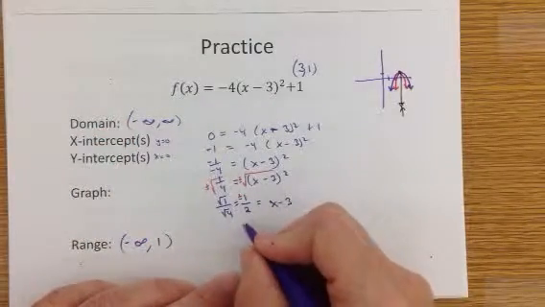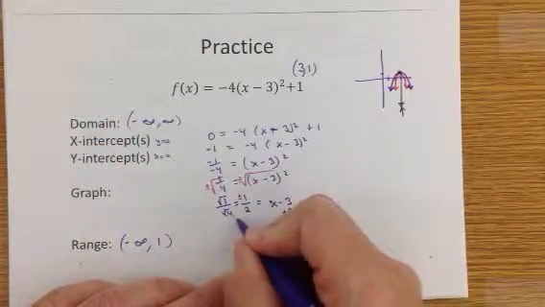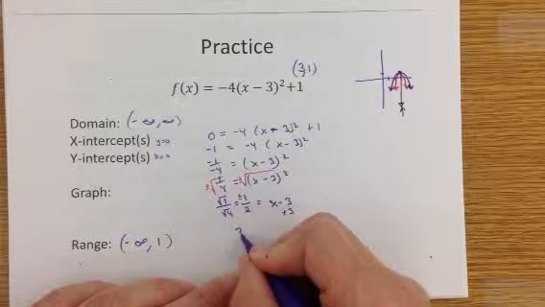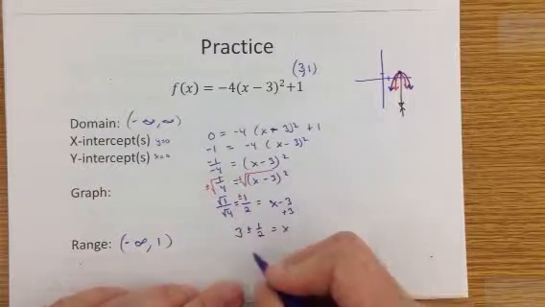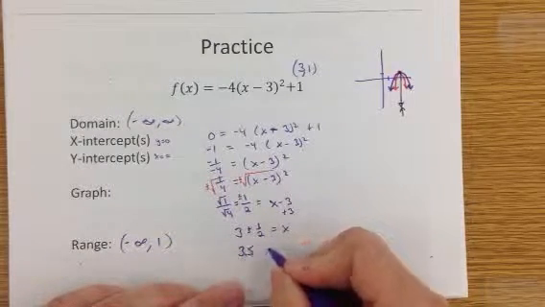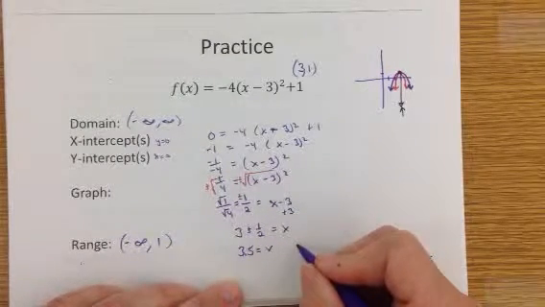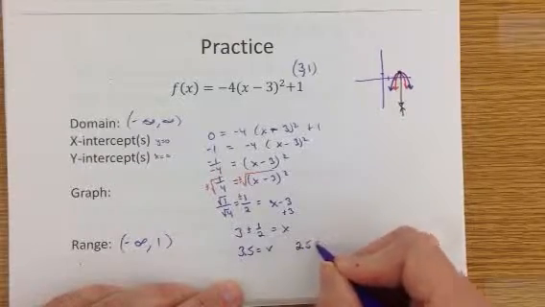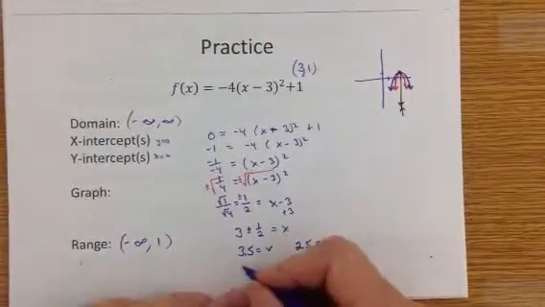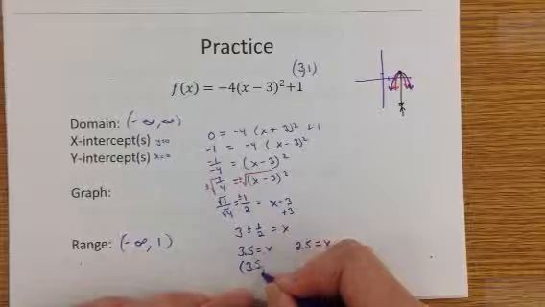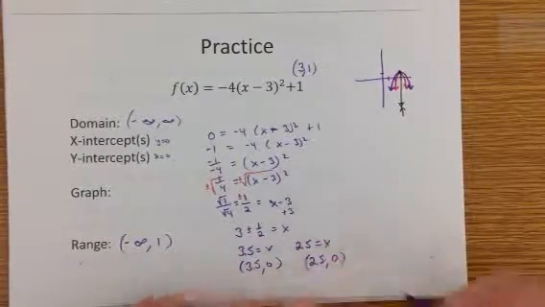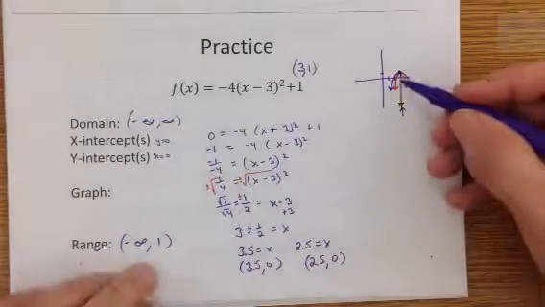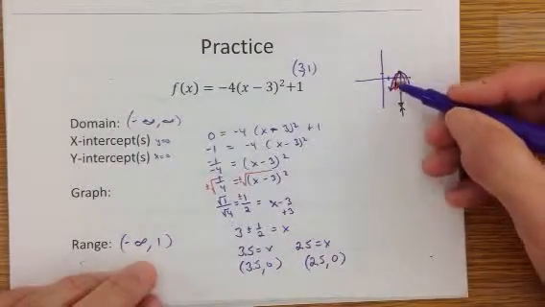So now I add 3 to both sides. I like to put it out front, so I'm going to have 3 plus or minus 1/2 equals x. So I'm going to get 3.5 equals x, and I'm going to get 2.5 equals x. But in this class, we list them as points, (3.5, 0) and (2.5, 0). So those are my x-intercepts. So if I look at my graph, that seems about right.